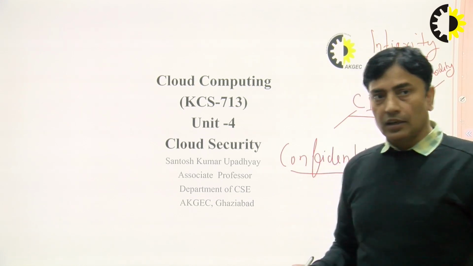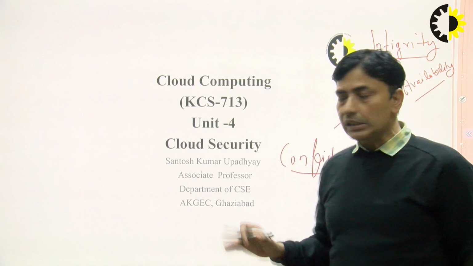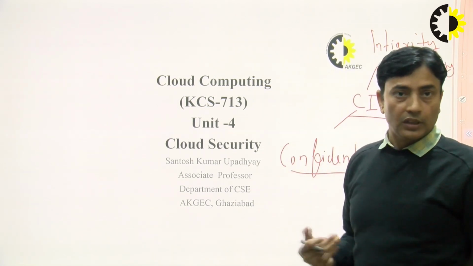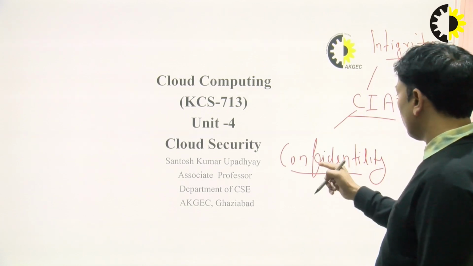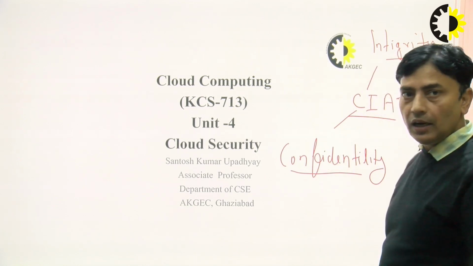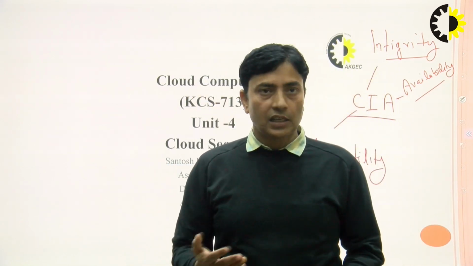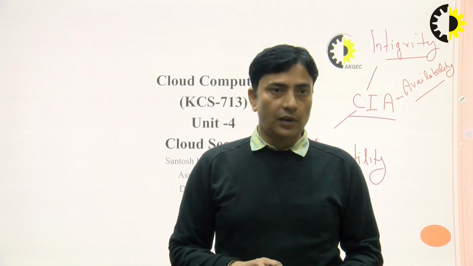Similarly, in cloud security also, these three terms are the very basic building blocks of security: C for confidentiality, I for integrity, and A for availability. So what does confidentiality mean? What is integrity? What is availability?